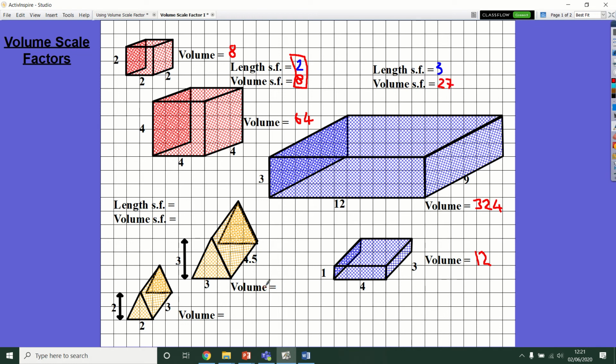Okay, the triangular prism, it's starting with the small one, 2 by 2 on the triangle. So the area of that is going to be 2 times 2 is 4. Halve it, that's 2. And then times up by 3, and the volume is 6. Okay, for the large prism, it's 3 by 3. Divide that by 2, that's 4.5. Times up by another 4.5, and you get 20.25.